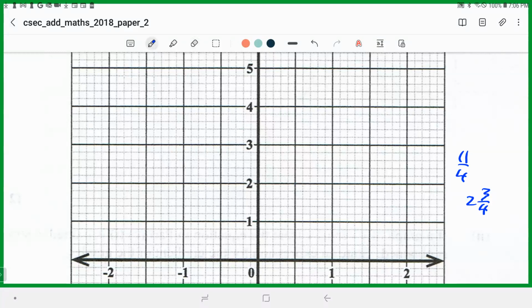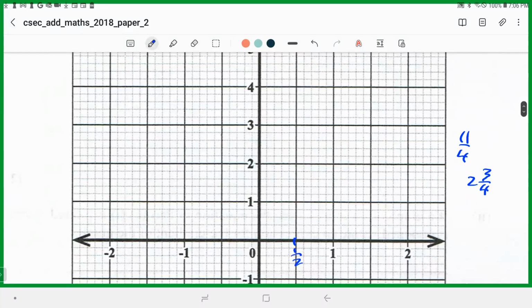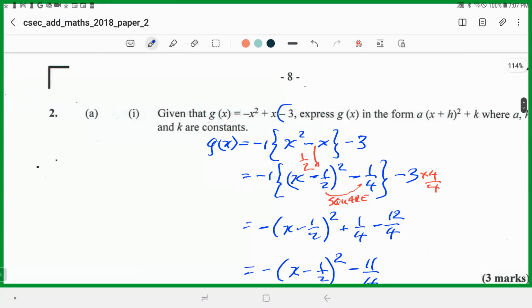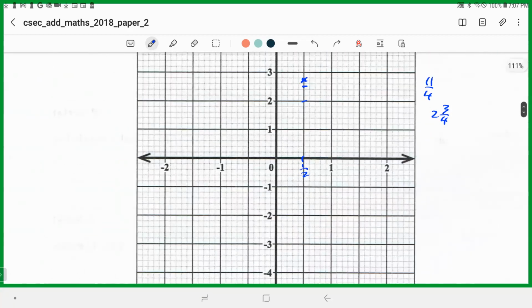That's a sketch still. But this is a half for the x coordinate. And then this is 2, right here is 2 and a half. So this is right here, about 2 and 3/4. I'm going to put the maximum point here, 2 and 3/4. Good? Then the y-axis intercept is negative 3. The y-axis intercept is negative 3.